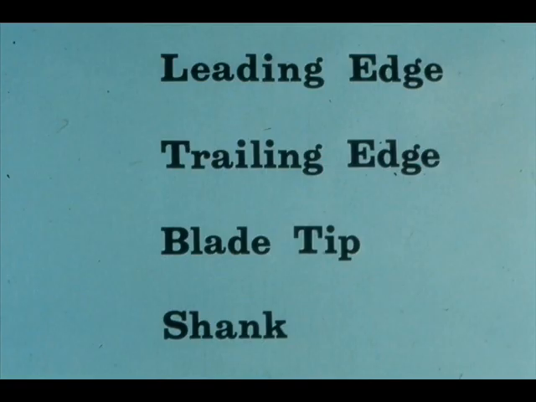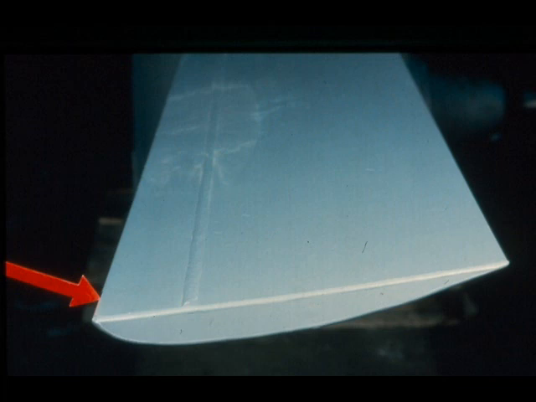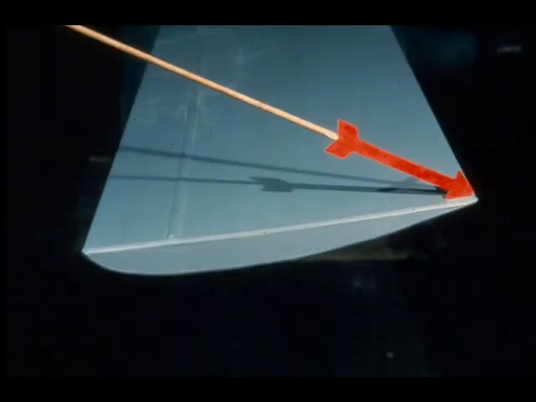You must also be familiar with the terminology used when referring to parts of the blades in a cooling fan. These are the terms you will be concerned with: leading edge, trailing edge, blade tip, and shank. The leading edge of a fan blade is the front edge, the edge that cuts through the air. For instance, this is the leading edge on this blade. Of course, the opposite edge of the blade is the trailing edge.